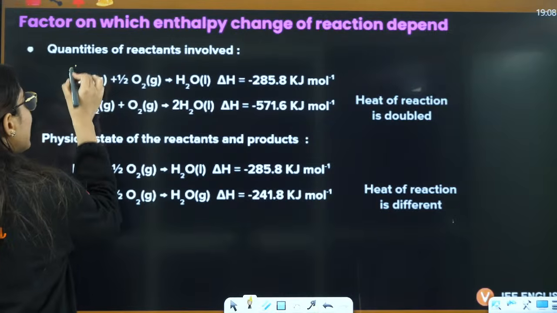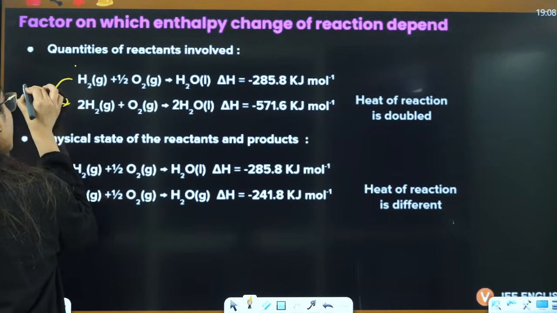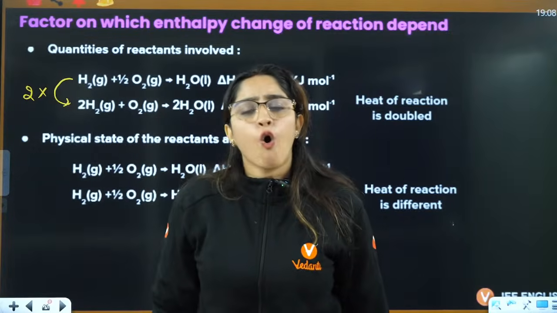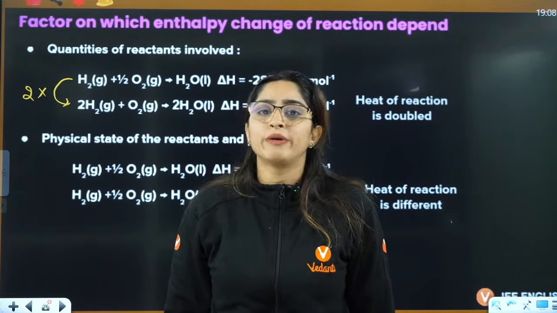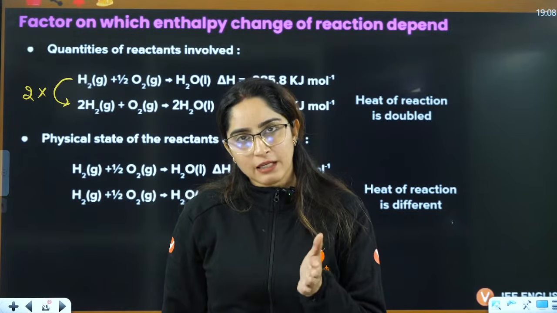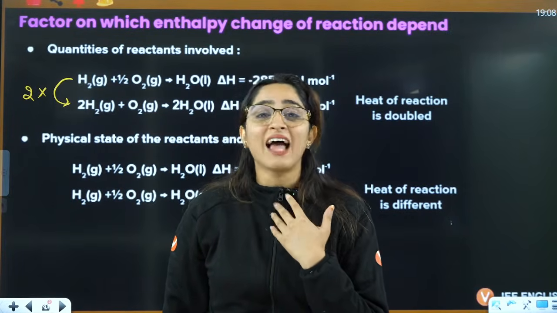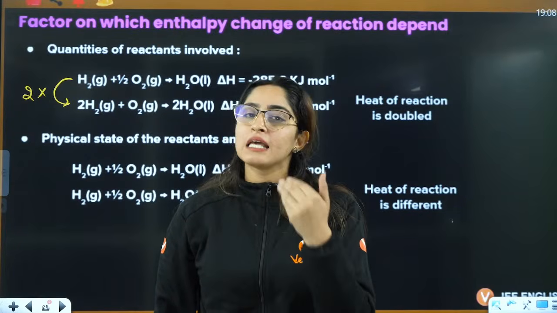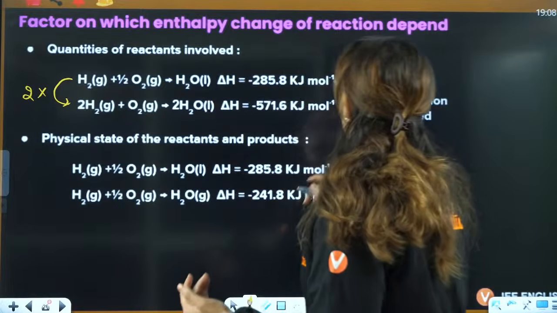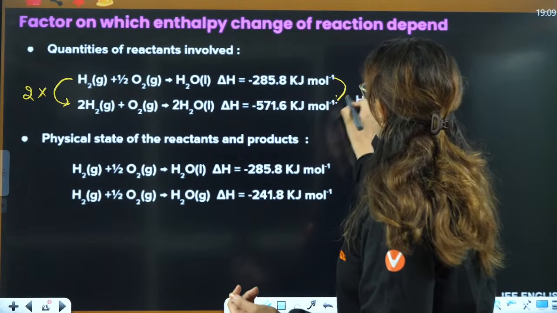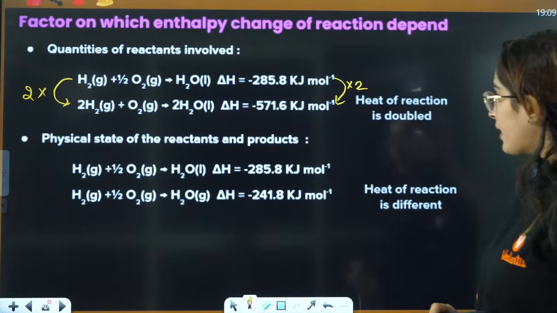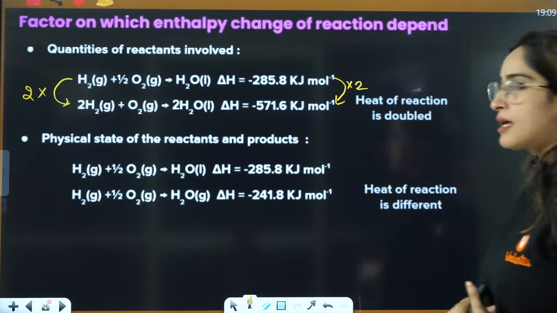If I multiply this, I have just multiplied it by 2. If any reaction is multiplied or divided by any stoichiometric coefficient, the enthalpy of that reaction is going to change. If I'm multiplying this by 2, I'm also going to multiply this by 2, right? The heat of the reaction is doubled.